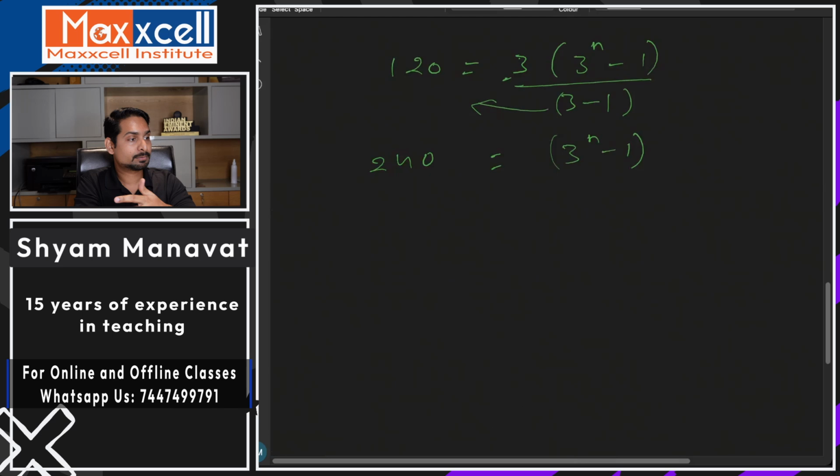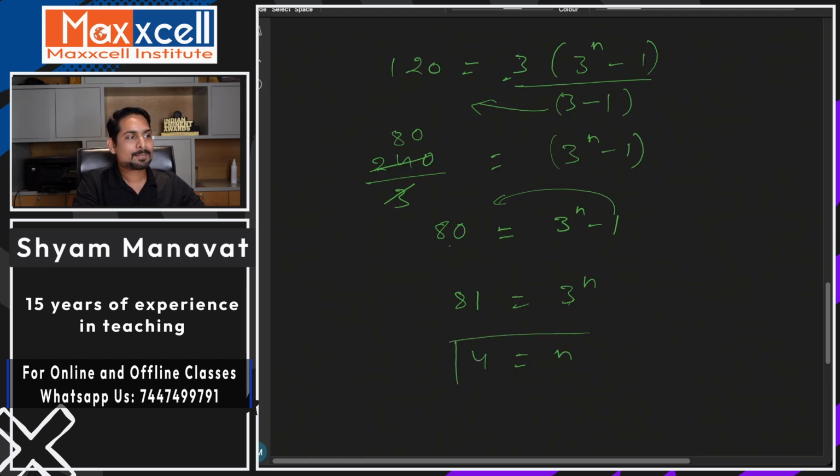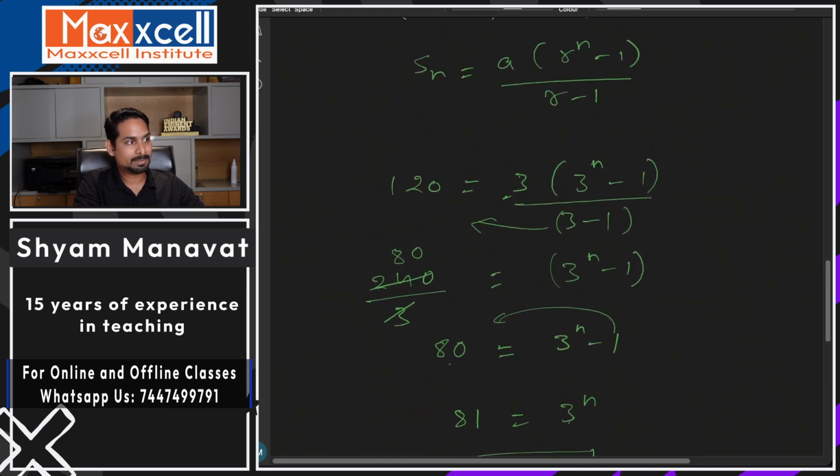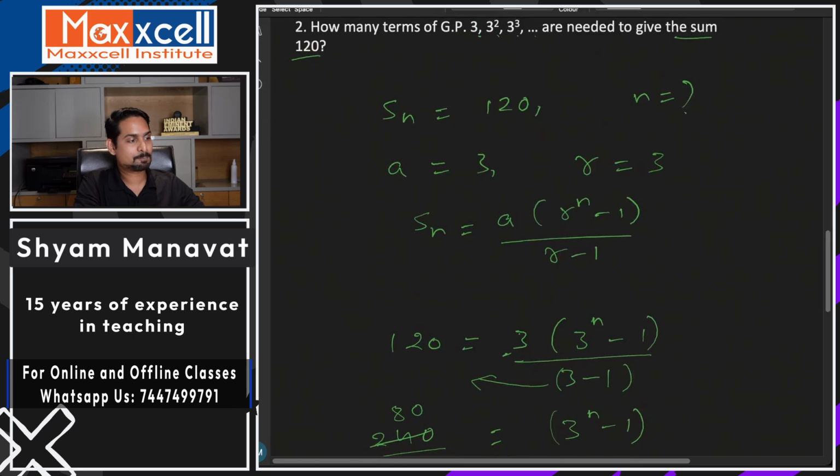I don't want to write many steps to make it look lengthier. Simplify. Here I got 80. So 80 equals 3 raised to n minus 1. If 1 goes to the other side, it will become 80 plus 1 is 81, and that is 3 raised to n. That means here you will get n equal to what? Which power of 3 will get you 81? Fourth power, right? So n equal to 4. So how many terms? The answer is 4 terms.